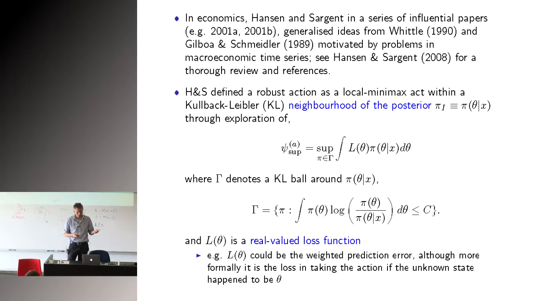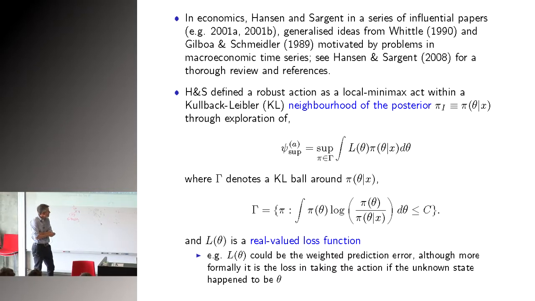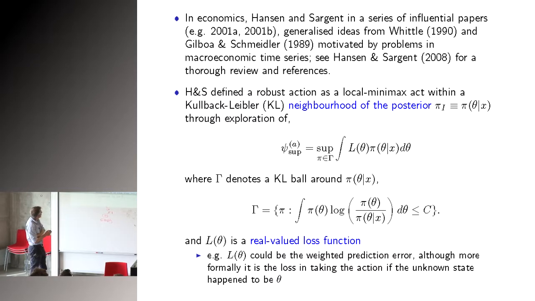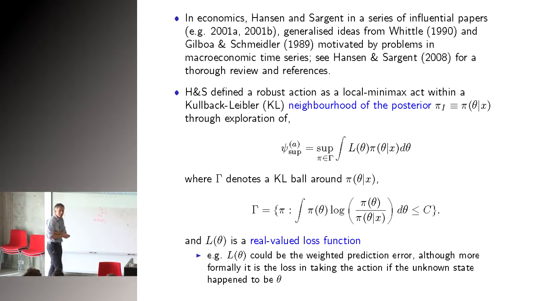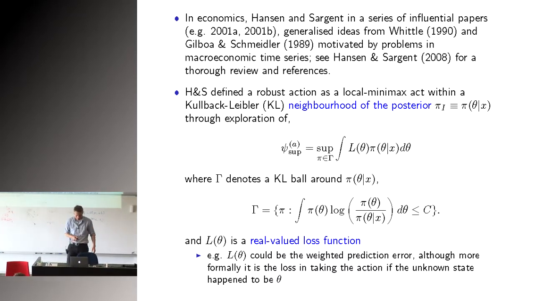Really building upon this work, Hansen and Sargent, in a number of influential papers starting in the 2000s, generalized this idea to principally macroeconomic time series. So Hansen is the Hansen of Peter Hansen, who just recently received the Nobel Prize. And they have a whole book on robustness that deals precisely with this question, a 2008 book, which I referenced somewhere further down.